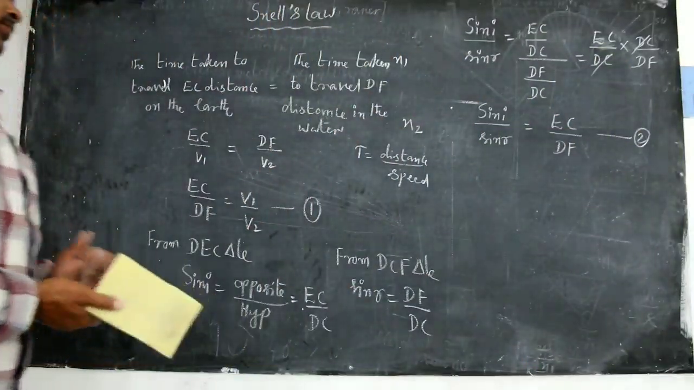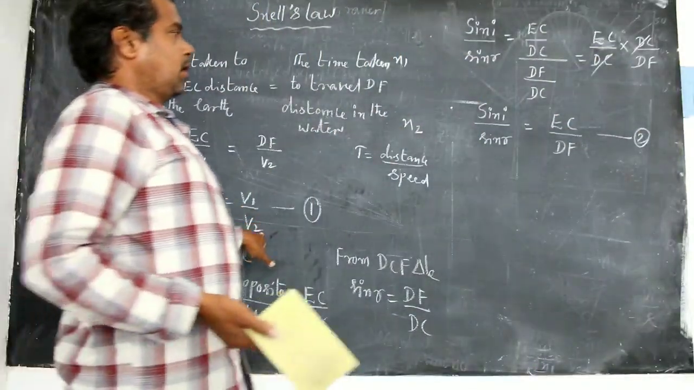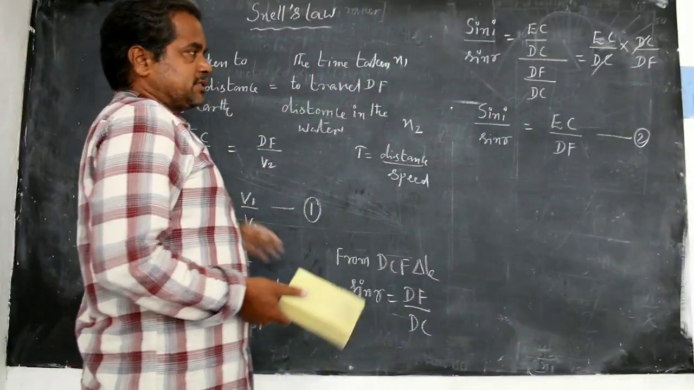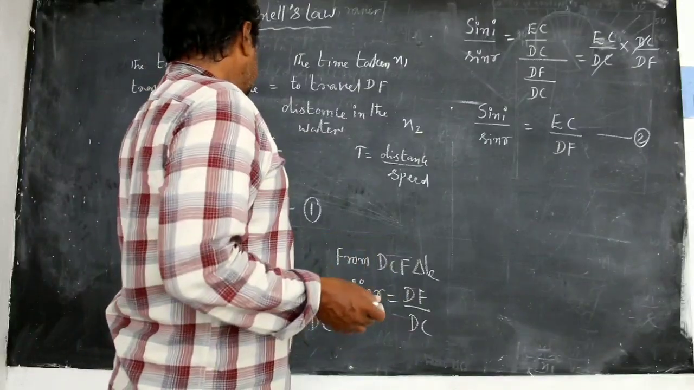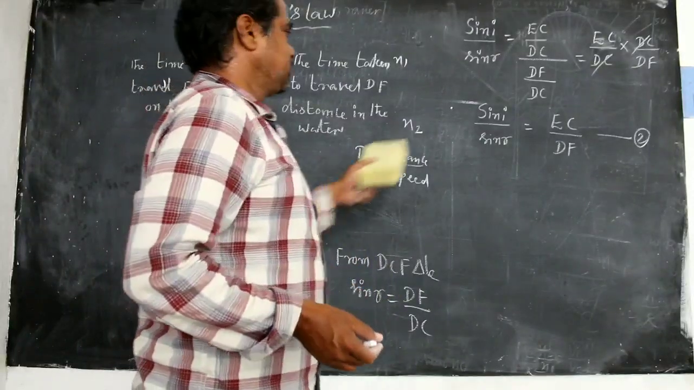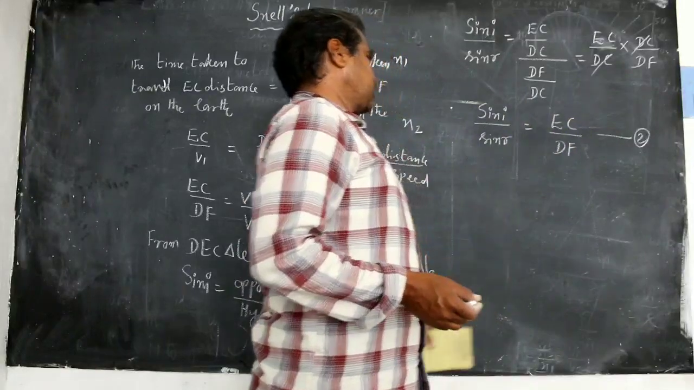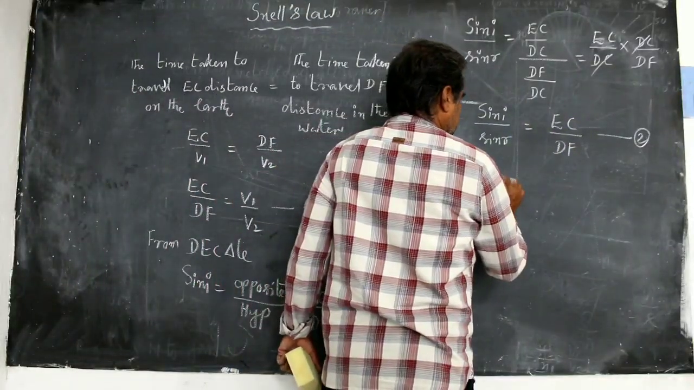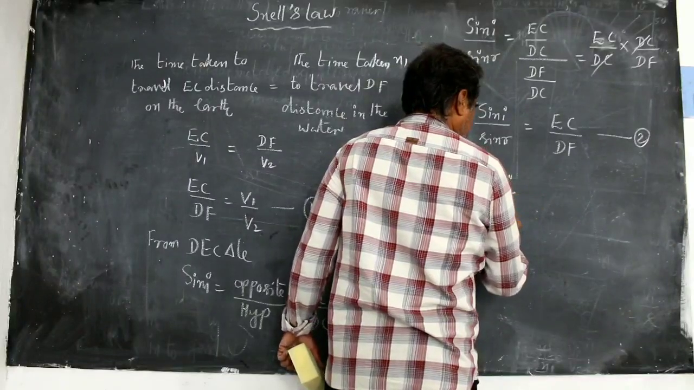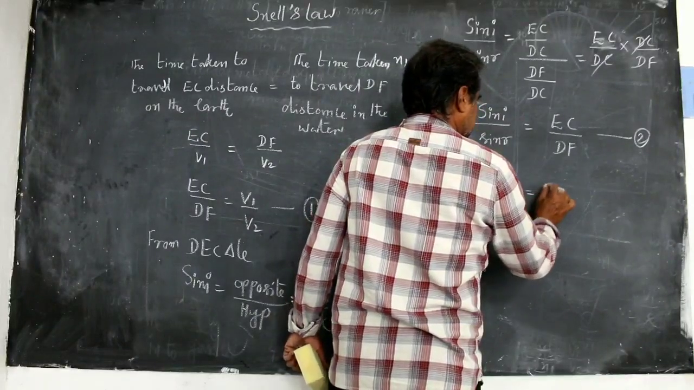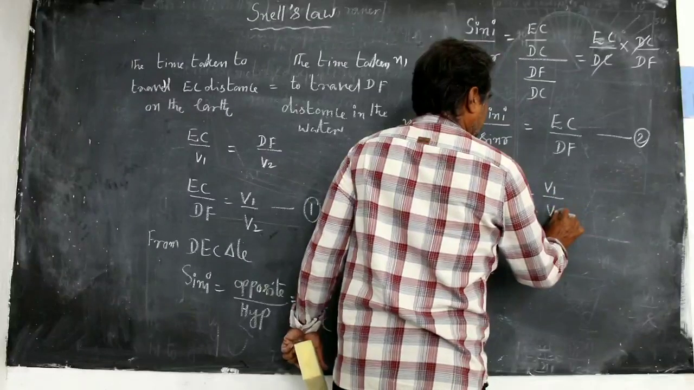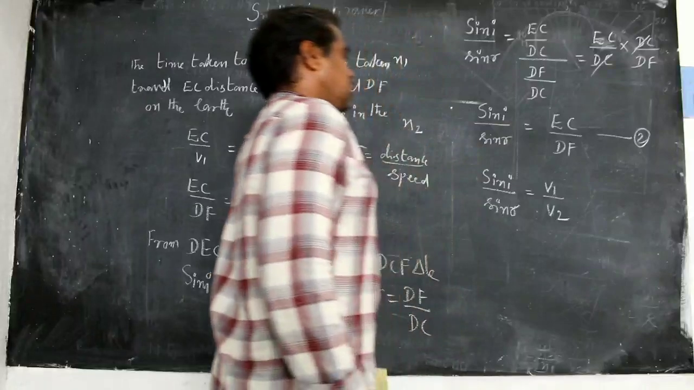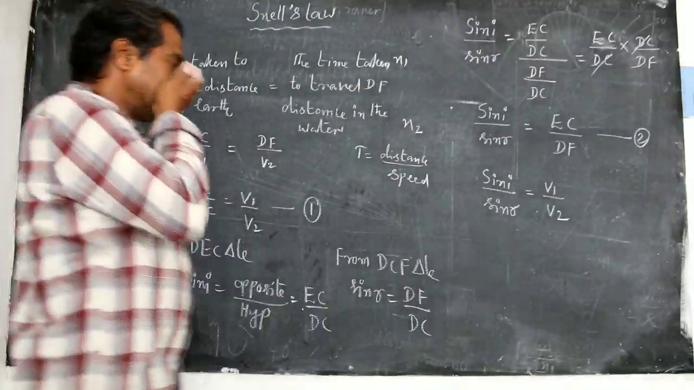By observing equation 1 and 2, in both equations we get the value of EC by DF ratio. So EC by DF is equals to V1 by V2. Here also EC by DF is equals to sin I by sin R. So that we can equate sin I by sin R is equals to V1 by V2.